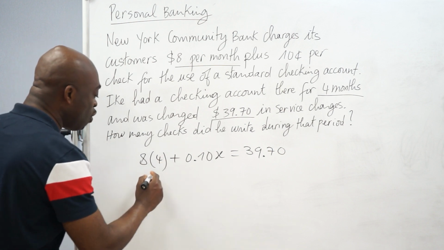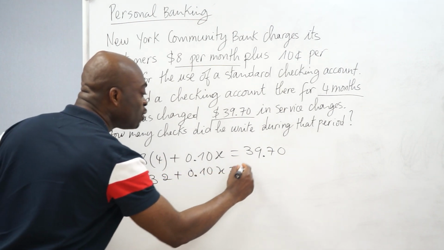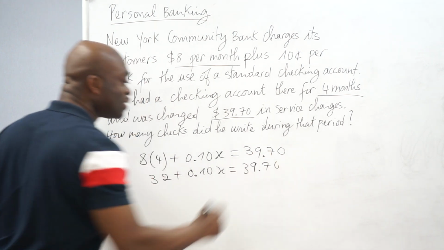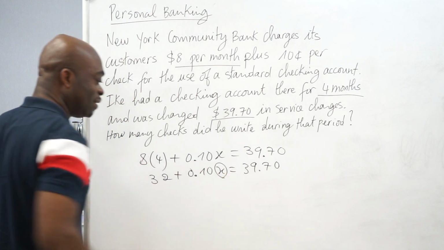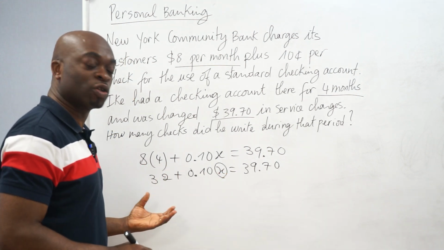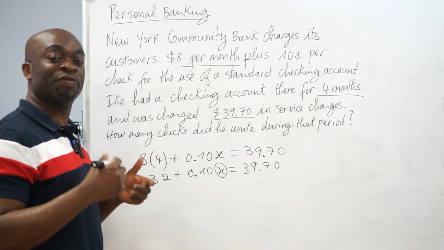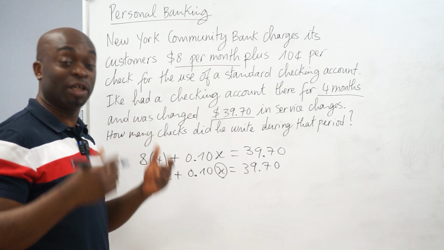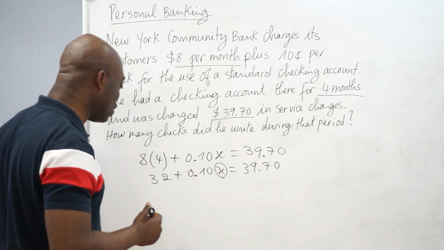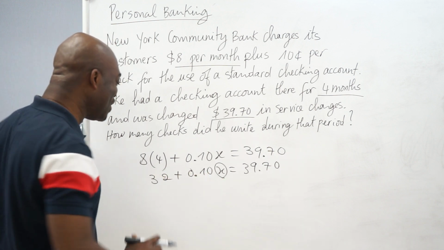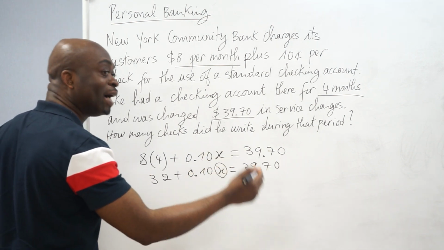So 8 times 4 we know is 32, plus 0.10x equals 39.70. Okay, so we're solving for x. That's our target. So that means everything on this side also got to go to the other side. All right, so you guys can go back to our previous videos when we dealt with equations, solving for simple equation types, so that it's easier for you to follow with this one as well. But I'm sure you're going to get it, okay? So that means 32 got to go to the other side first, and 0.10 we go at last.